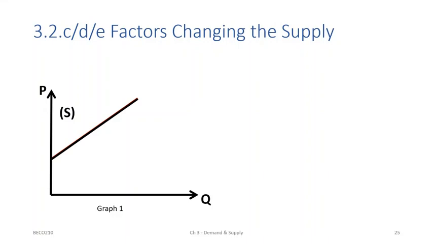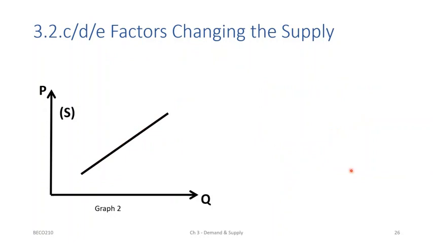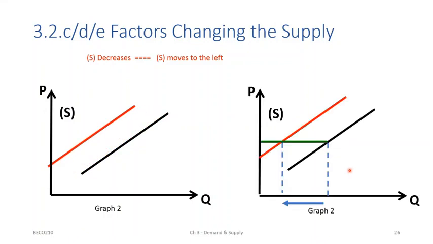How does the supply change? The supply, as the demand, can increase or decrease, so move to the right or move to the left. If the supply increases, it moves to the right. What does it mean? It means that for the same price, the quantity increases. The supply can also decrease. It moves to the left. It means that for the same price, the quantity decreases.